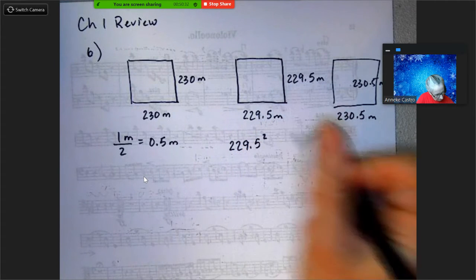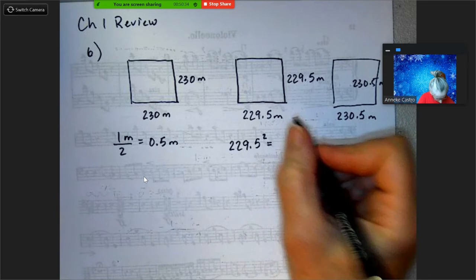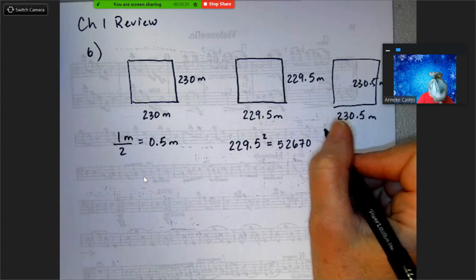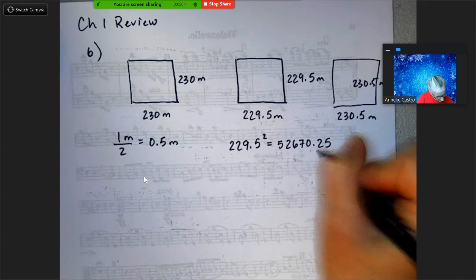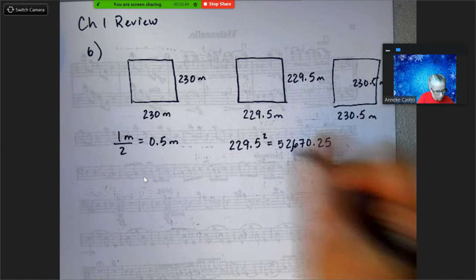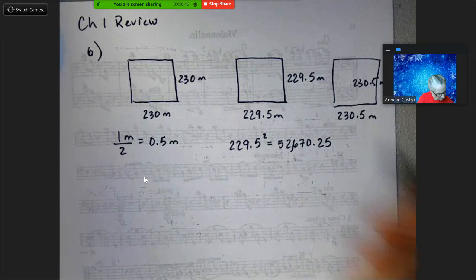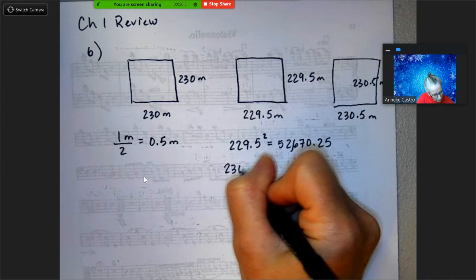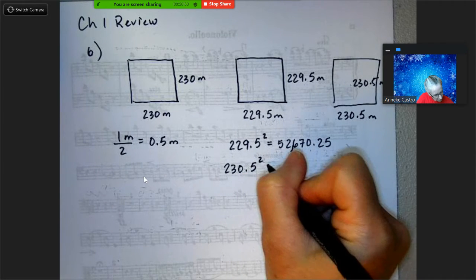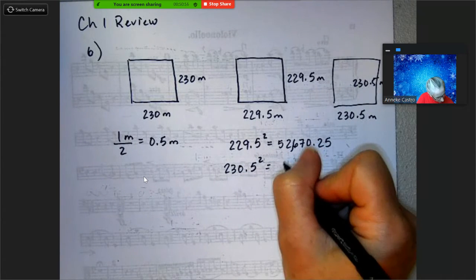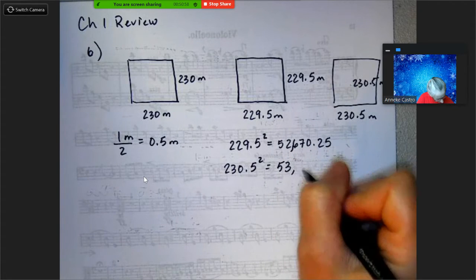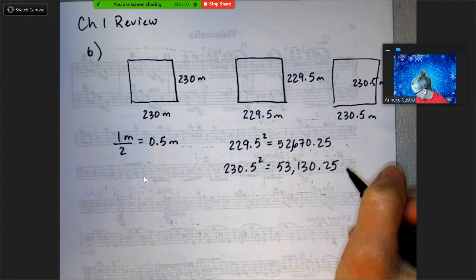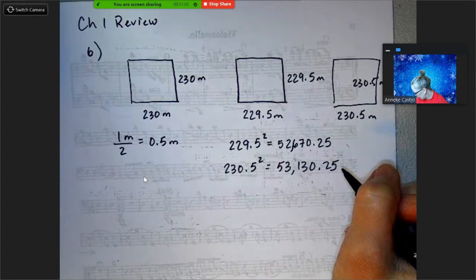229.5 squared is equal to, I already did this, I'm just going to write it down. I know you know how to do it on your calculator, 52,670.25. So that's the smallest area that I could get. And the largest area I could get would be 230.5 squared, which would be 53,130.25. Okay, we're calling this area A.